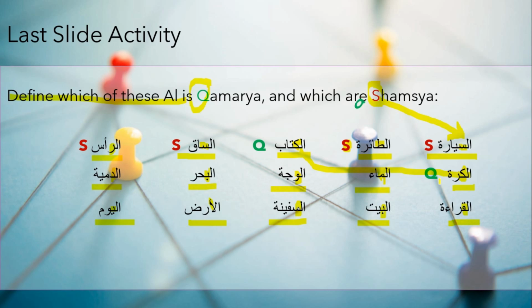الماء, الوجه, البحر, الدمية. Can you see? الدمية. I'm not able to pronounce lam here. I cannot say الدمية. I cannot do this pause. القراءة, البيت, السفينة, الأرض, اليوم.